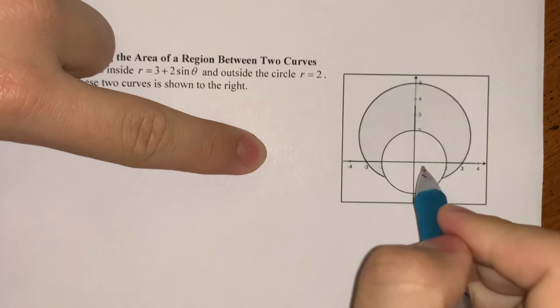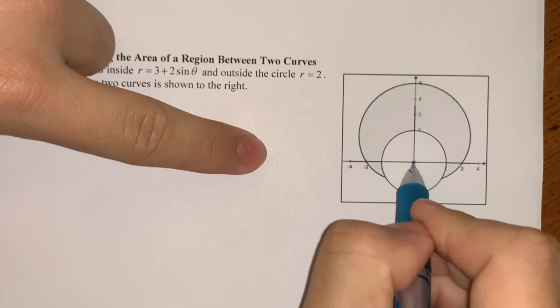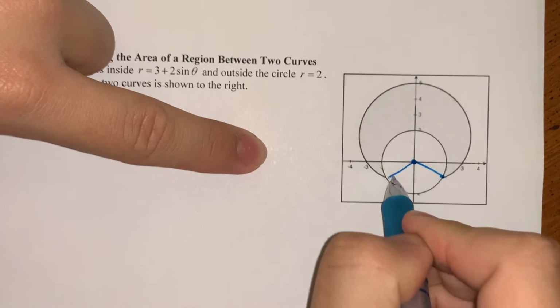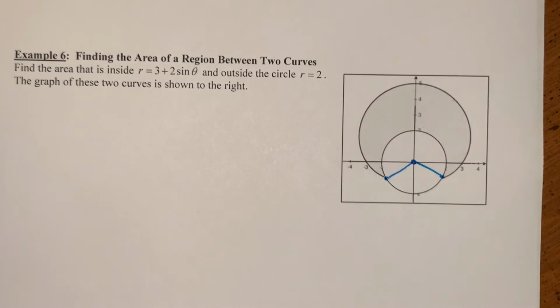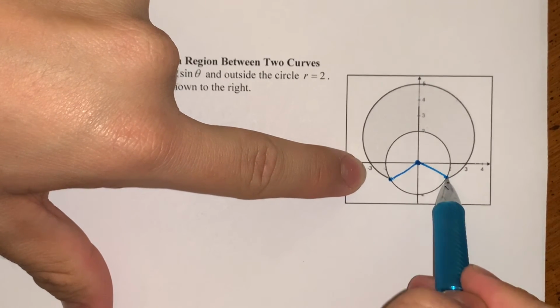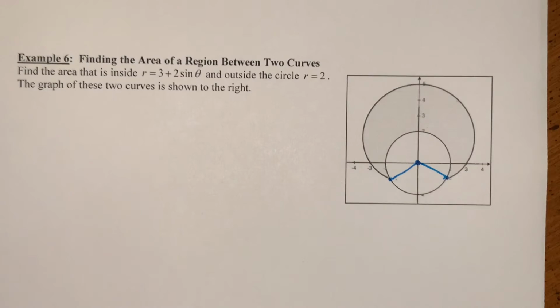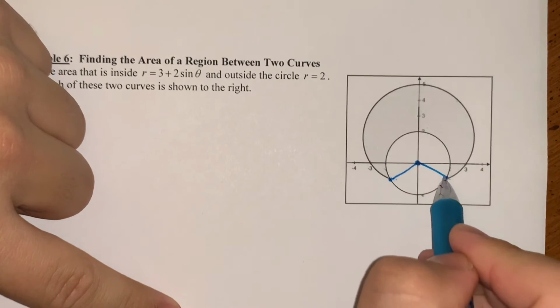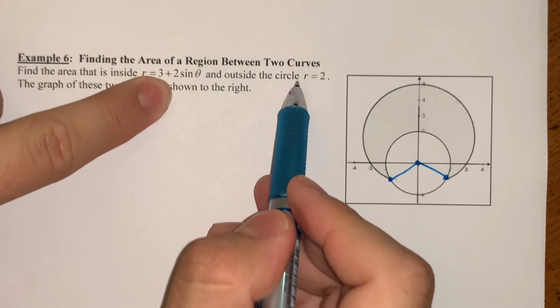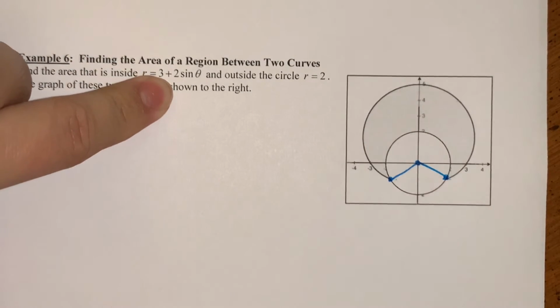So I'll use my blue pen for that. So again, I'm going to start over here at the center, and I'm going to go ahead and come out to that region right there. Okay, so I'm going to go ahead and say, well, what are these two intersection points? To figure out any intersection point, I'm going to set the two equations equal to each other.